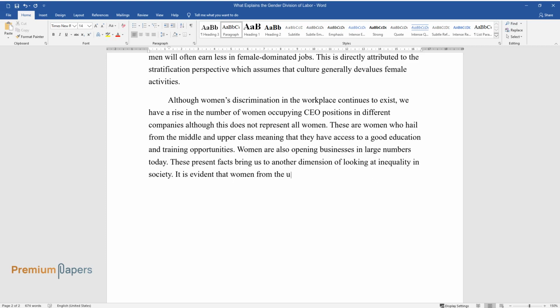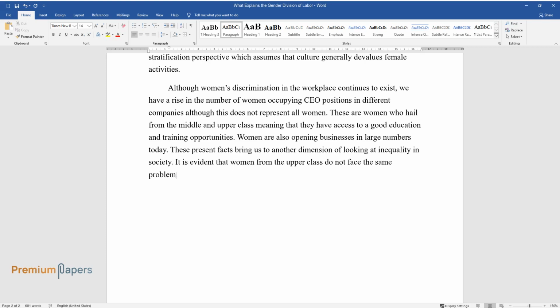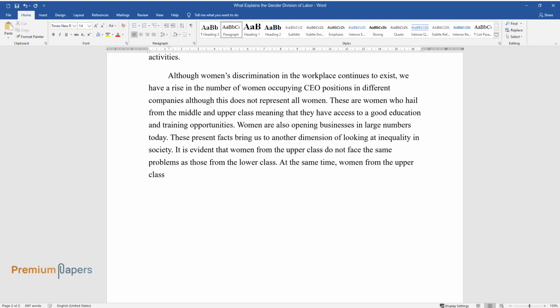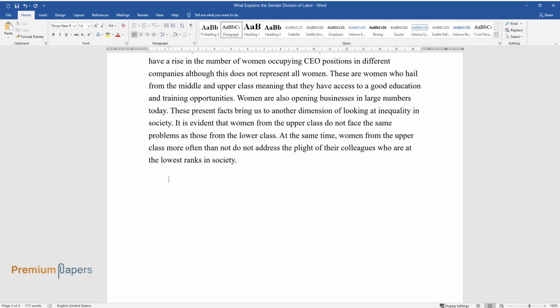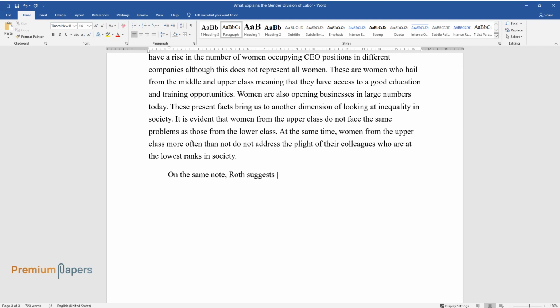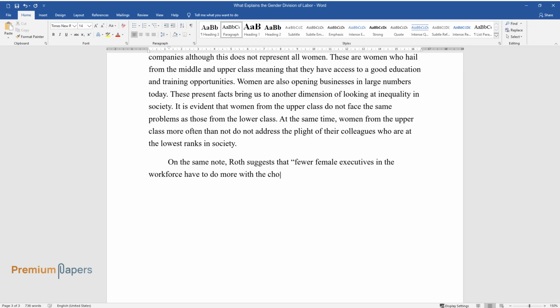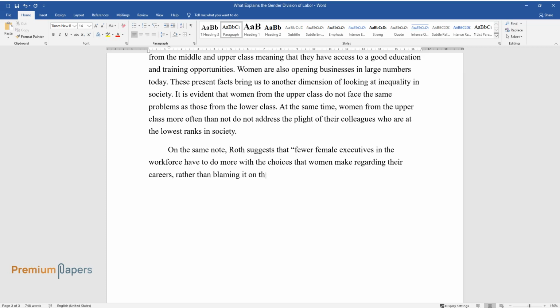It is evident that women from the upper class do not face the same problems as those from the lower class. At the same time, women from the upper class more often than not do not address the plight of their colleagues who are at the lowest ranks in society. On the same note, Froth suggests that fewer female executives in the workforce have to do more with the choices that women make regarding their careers, rather than blaming it on the glass ceiling.